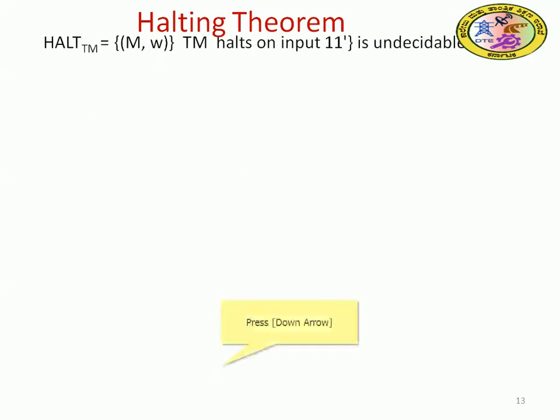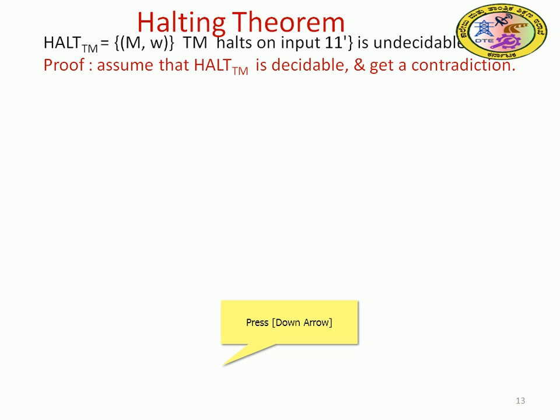So let us go to the crux of this halting theorem. The halting problem, HALT_TM is equal to the set of pairs (M, w), where M is a machine and w is a string, such that the Turing machine M halts on input w. This is undecidable.